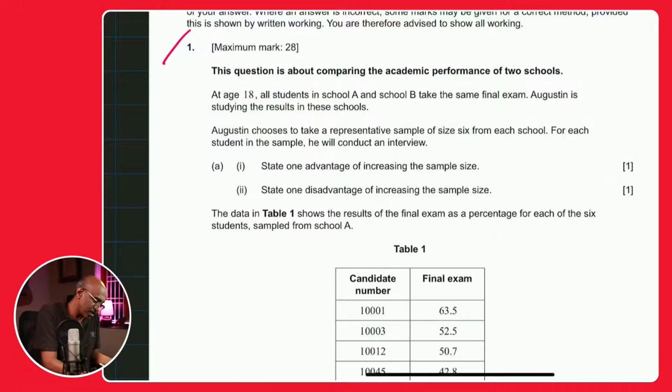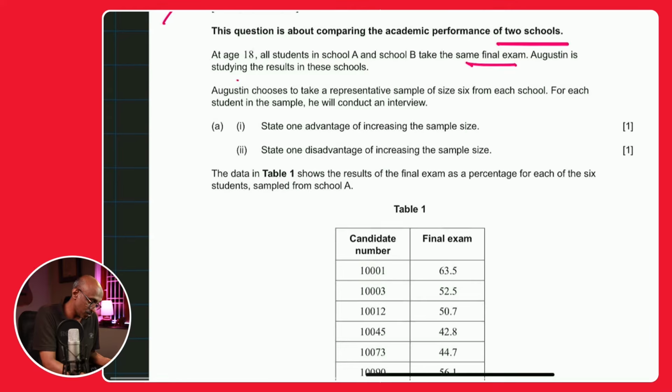This question is about comparing the academic performance of two schools. At age 18, all students in School A and School B take the same final exam. Augustine is studying the results of these schools. Augustine chooses to take a representative sample of size 6 from each school.